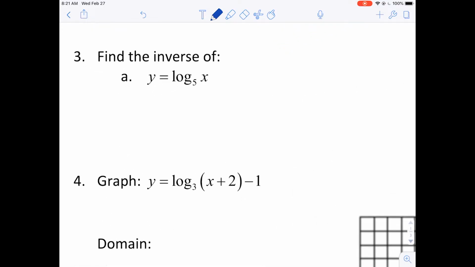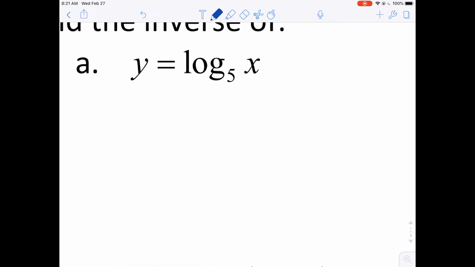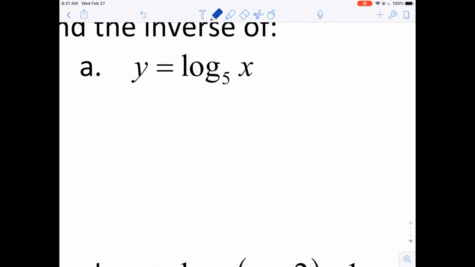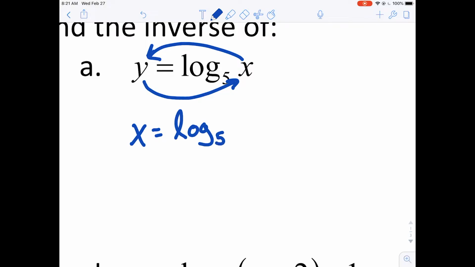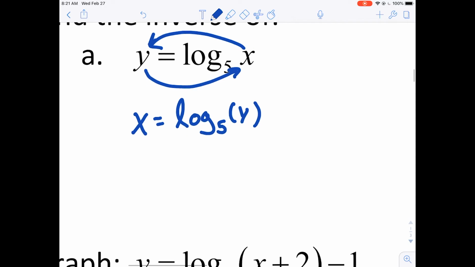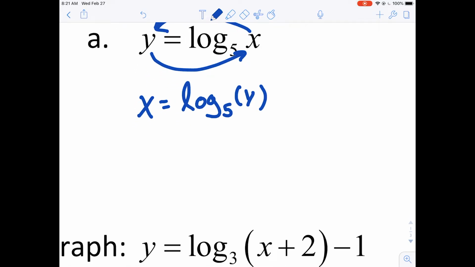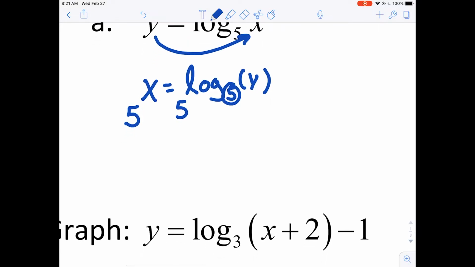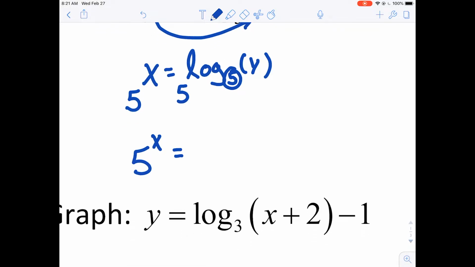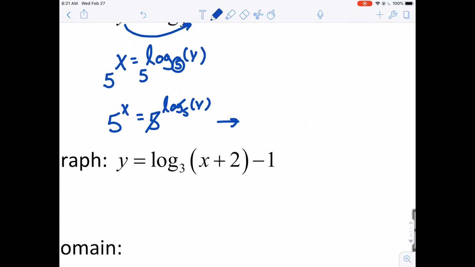Finding the inverse should hopefully be a little bit easier now that we've done some solving questions. To find the inverse, we always flip x and y first, like this. So it's going to be x equals log base 5 of y. We learned with solving that we can exponentiate this log to have a base 5, and we have to do the same thing here. So we have 5 raised to the x equals 5 to the log base 5 of y. These two things cancel, and we're just left with 5 to the x equals y.